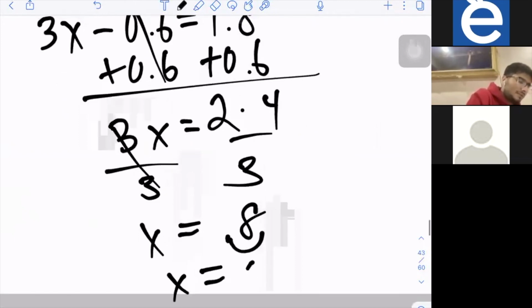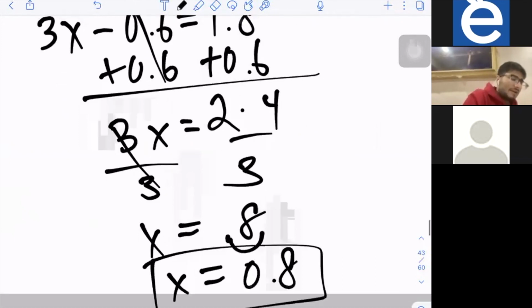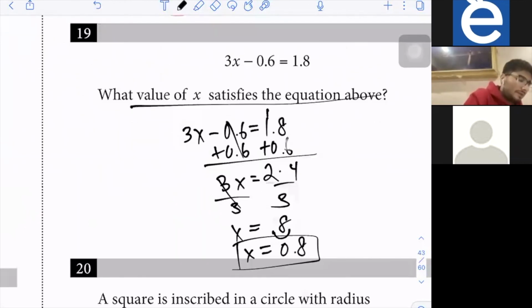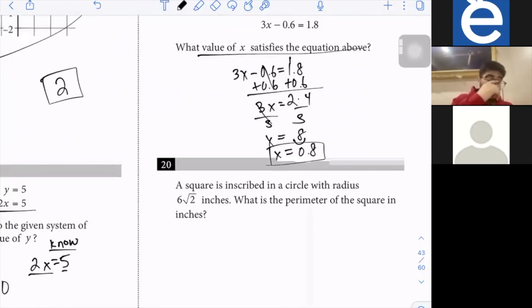So you get x is equal to 0.8. And that is our answer for x. Yeah, 0.8. Last question, question 20.